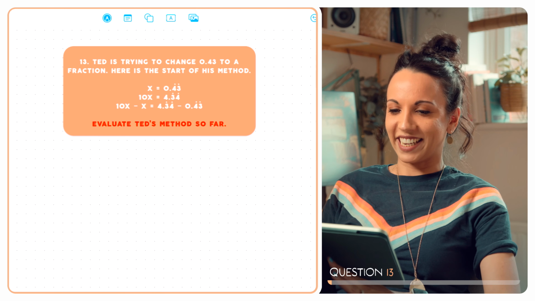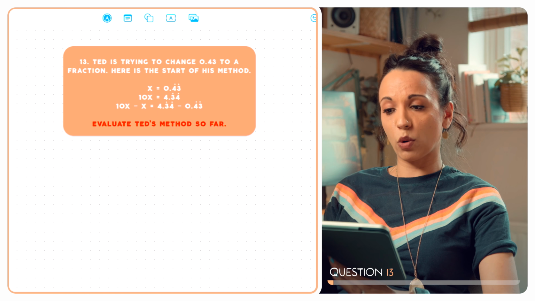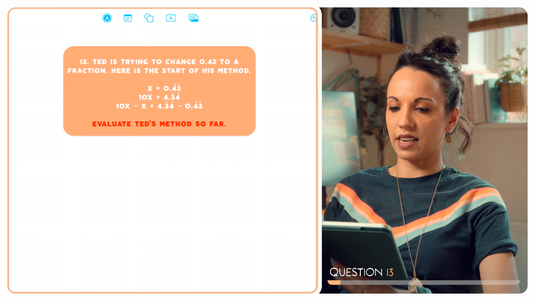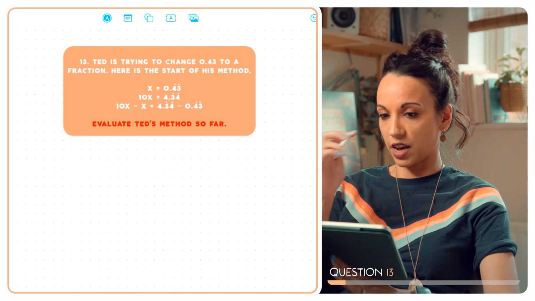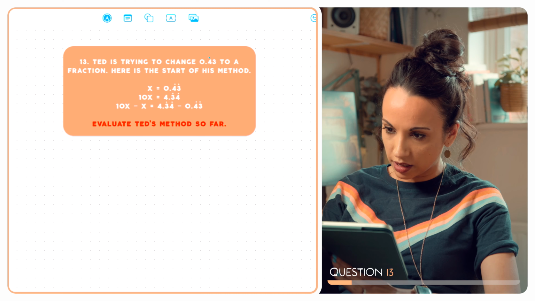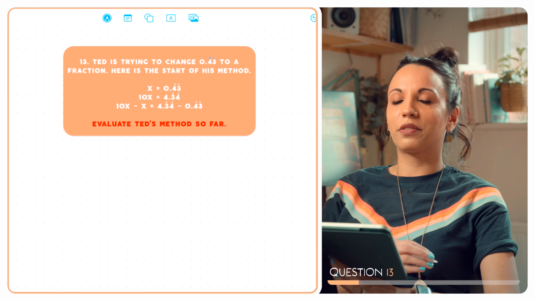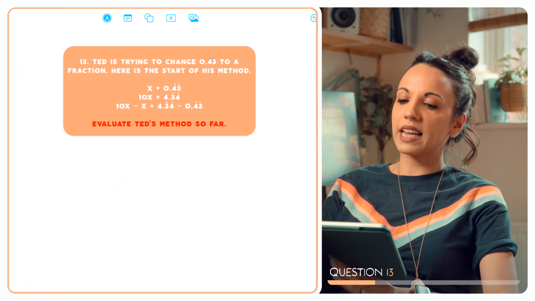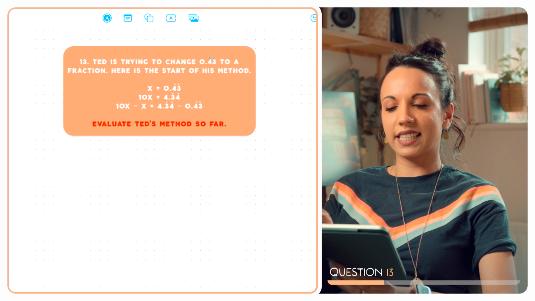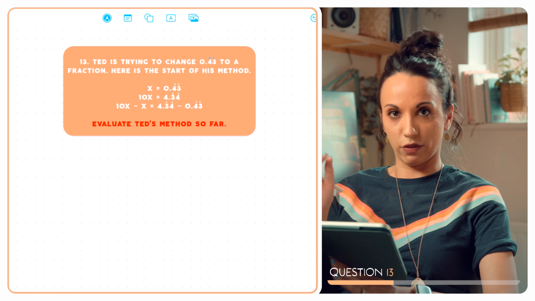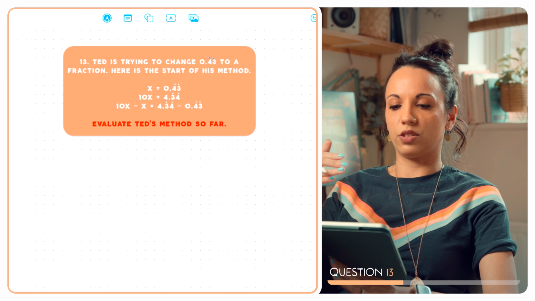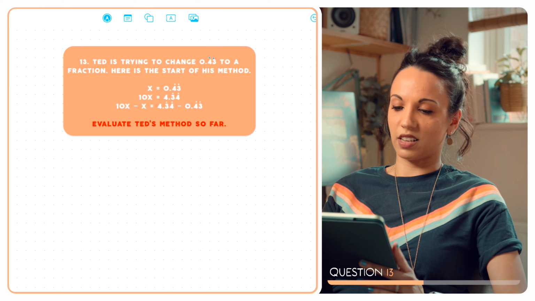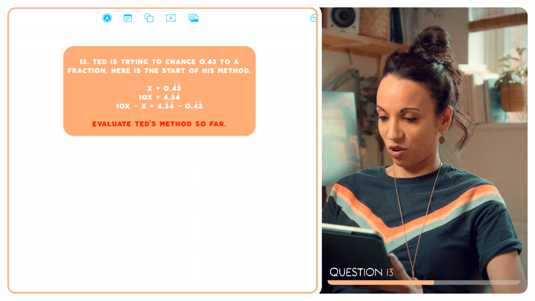Okay, question 13. Ted is trying to change 0.43 recurring to a fraction. Here is the start of his method. So he's let x equal 0.43 recurring. I think there should be a recurring there, shouldn't there? He's trying to change 0.43 recurring, so that's 0.434343 to a fraction. So he's let that equal x, and then he's multiplied by 10, and he's got 4.343434, and now he's trying to do 10x minus x. So the question wants us to evaluate Ted's method so far. Sorry, Ted, it's not going to work.